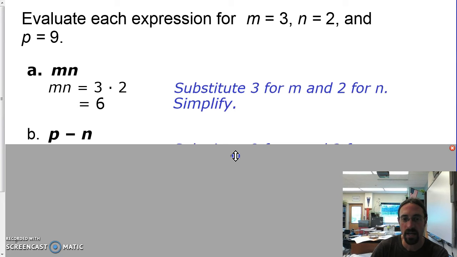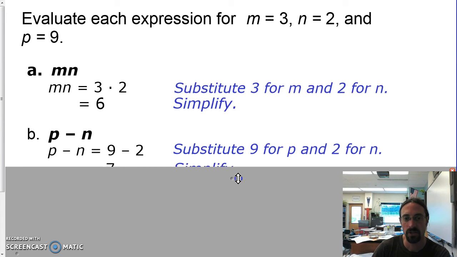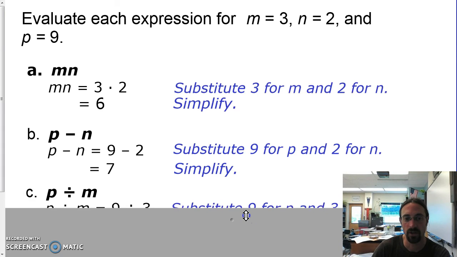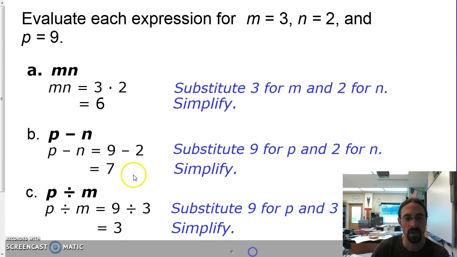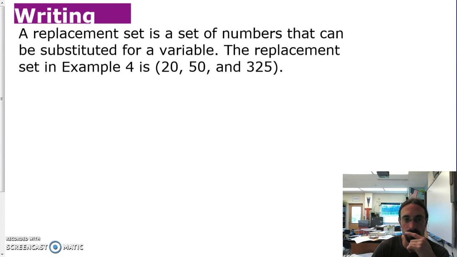Now P minus N, of course. Pause. All right, what did you come up with? P is 9. N is 2. Substitute. 9 minus 2 is 7. Ooh, one more. P divided by M. Sometimes this gets confusing switching it with a division bar, but just do it straightforward. P is on top, M is on the bottom. 9 divided by 3, right? Once we substitute. And of course, that's 3.